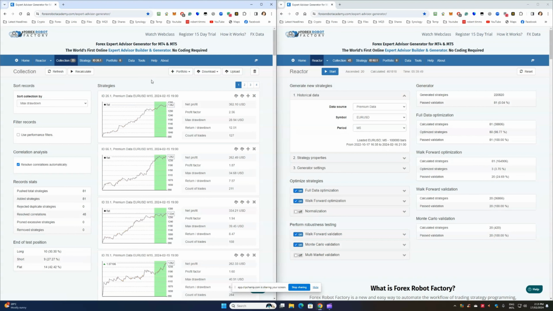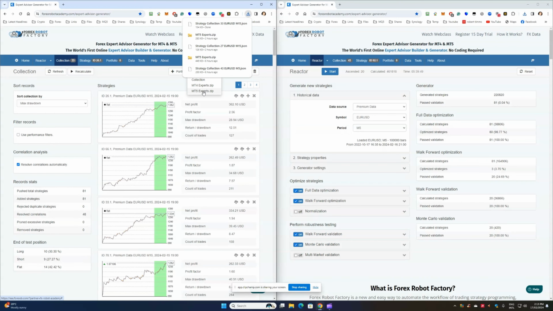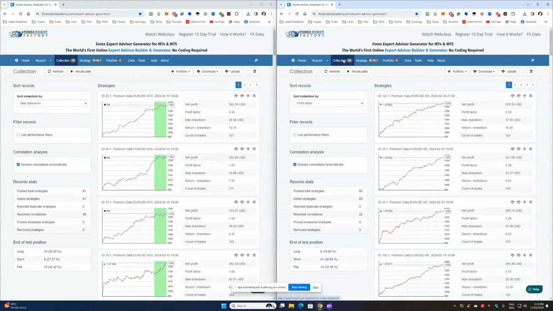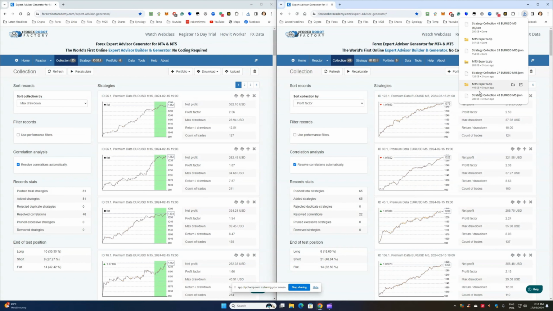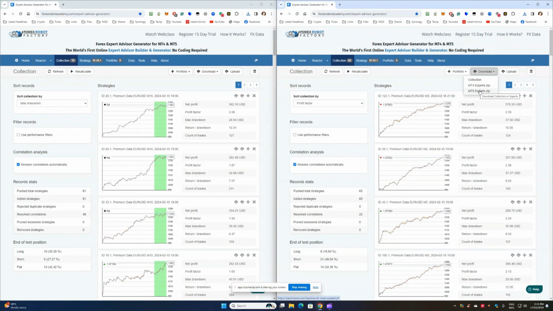So what I will do now is, after a quick look, I'm going to download all of these. So collection first, and then MT5 zips second. The reason I'm downloading the collection is you can actually import this back into the system again. So I can upload this into the system if I happen to lose my expert advisors. I can upload again into here and do more tests on them before downloading them again.